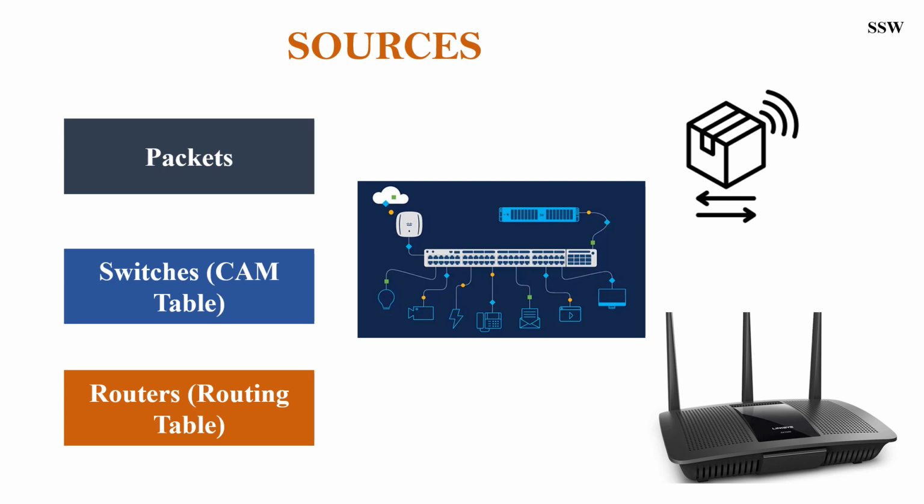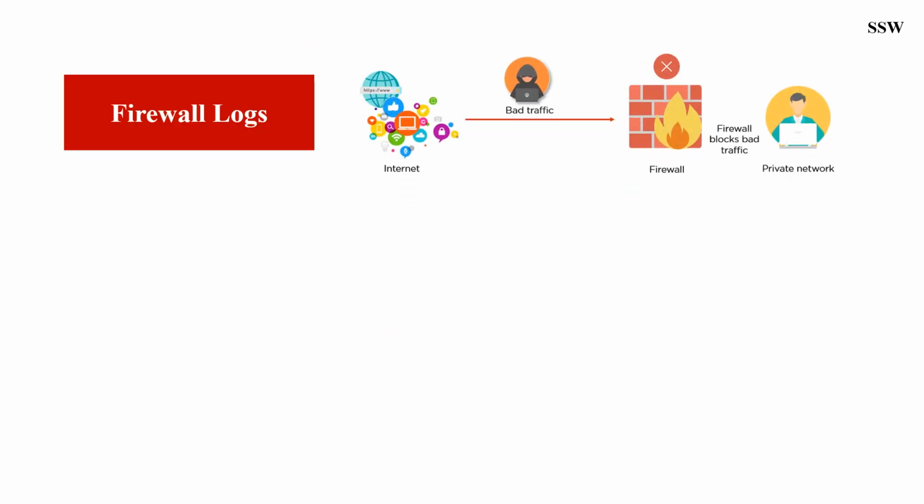Routers. Routers connect different networks together. So as switches have CAM table, routers have routing table. Routing table is a database which stores the path of the data packet over the IP address. So it can determine the path of data across different networks. So the next is firewall logs. Firewall basically controls the incoming and outgoing traffic based on the rules. So the logs record the connections, allowed or denied traffic, and rule violations.